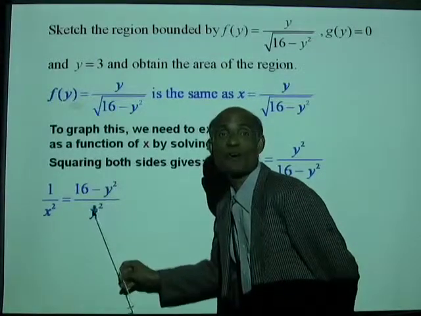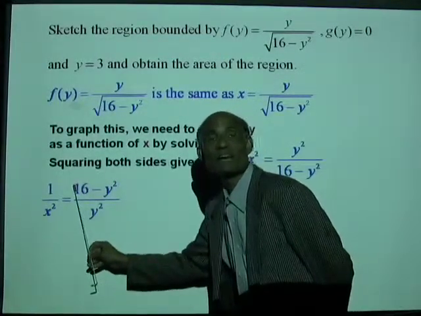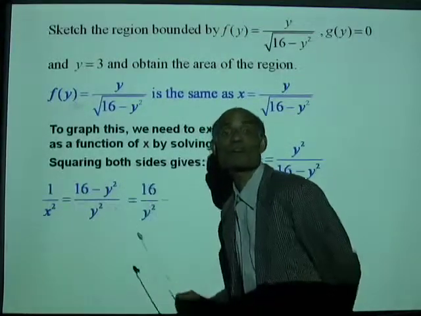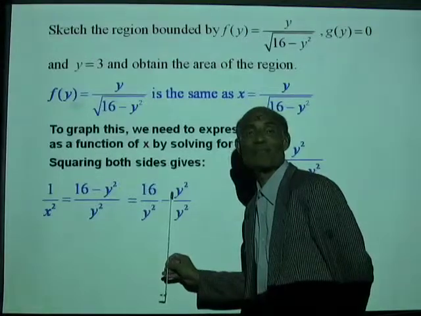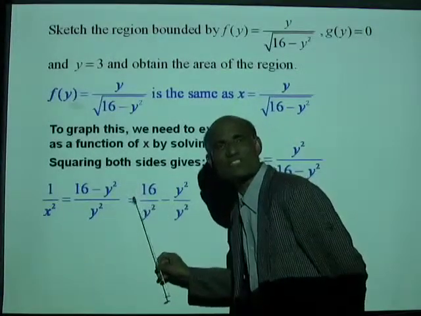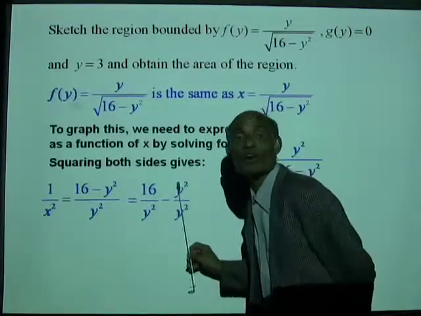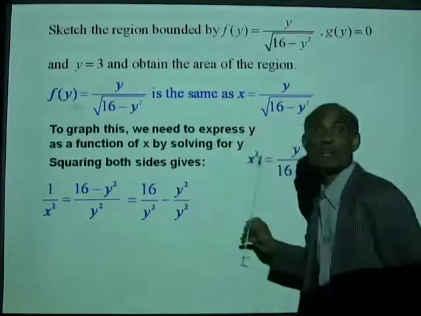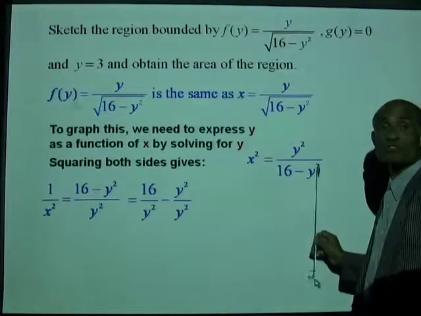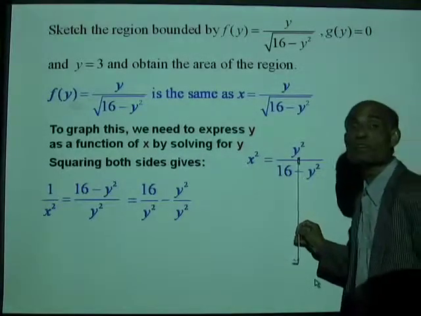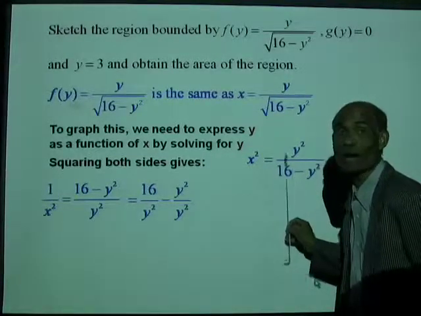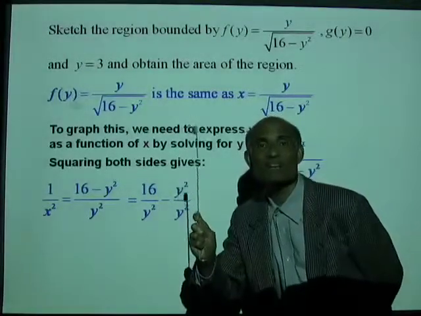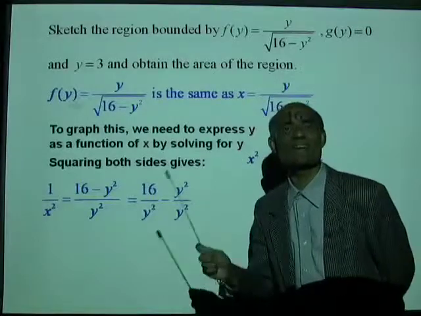16 minus y squared over y squared is the same as 16 over y squared minus y squared over y squared. Look at that. Now, why did I say this is an advantage? Because y squared over y squared is 1. That means, whereas we had y squared in two places here, which made it difficult for us to solve for y, we are now reducing that y squared to a single place. We can now solve for y easily.